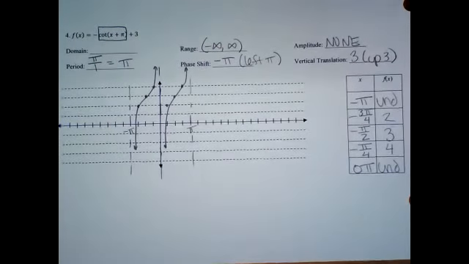And you should hopefully be thinking, hey, wait a second, cotangent's supposed to be decreasing. Why is this increasing? Perfect, because there's a negative. You guys are brilliant.